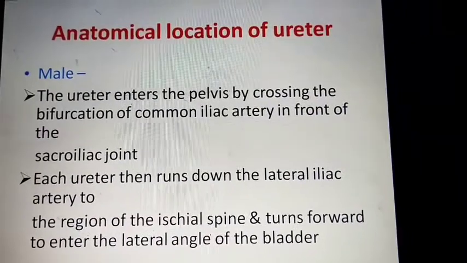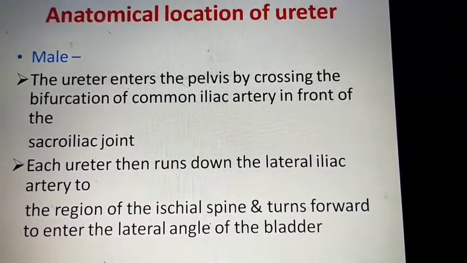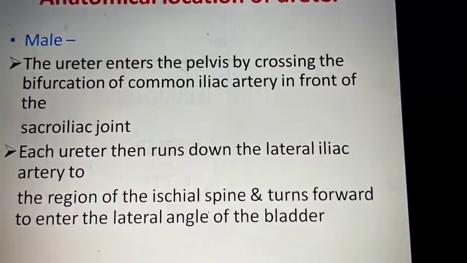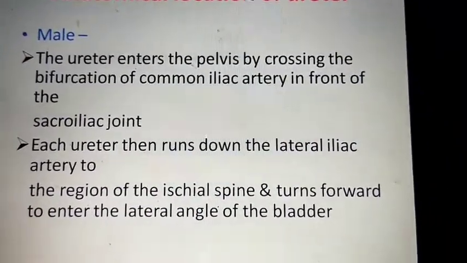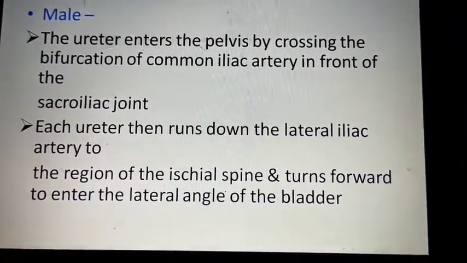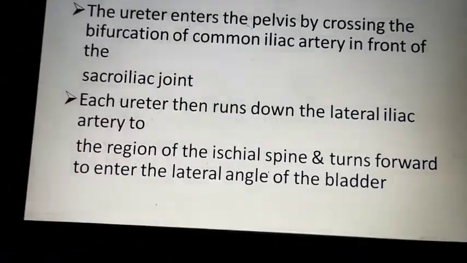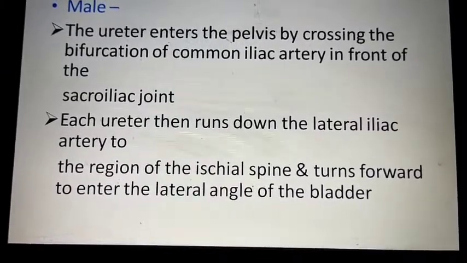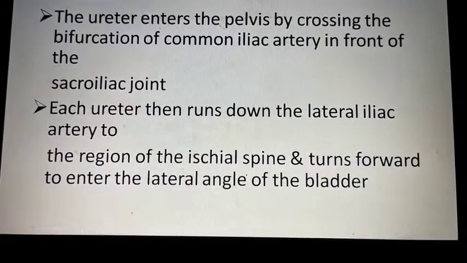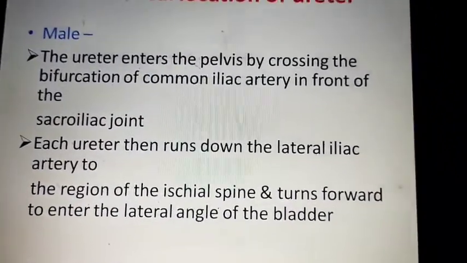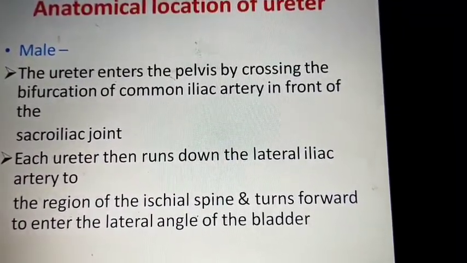Okay, in the male the ureter enters the pelvis by crossing the bifurcation of the common iliac artery in front of the sacroiliac joint, and each ureter then runs downwards along the lateral iliac artery to the region of the ischial spine. Along with the lateral iliac artery it moves downwards and turns forwards to enter the lateral angle of the bladder. This is the common course in the male.